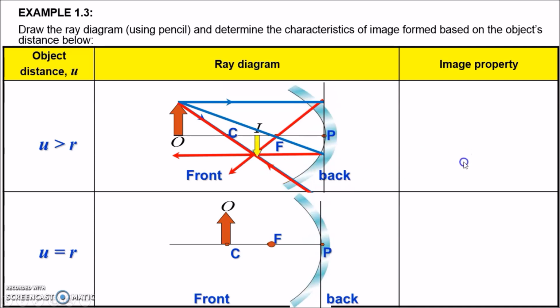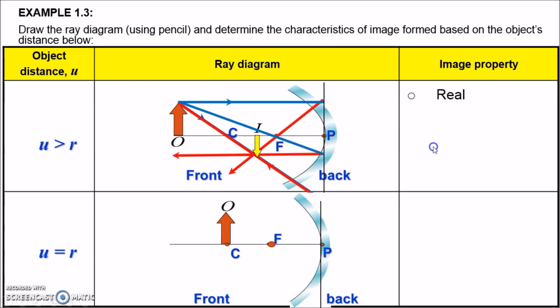The characteristics of the image formed are real. Why real? Because if the image forms in front of the mirror, it will be a real image, but if the image forms behind the mirror, it will be a virtual image. So the difference between real image and virtual image is the position of the image formed.